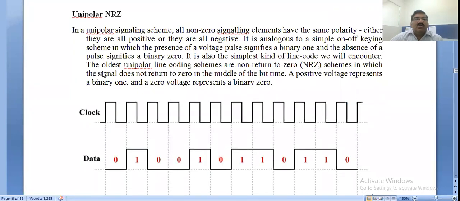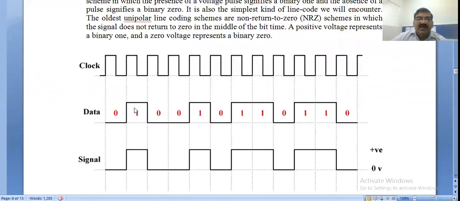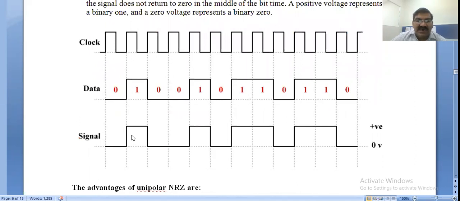So what is there in the unipolar NRZ? In the unipolar signal scheme, all non-zero signaling elements have the same polarity. Either they are all positive or they are all negative. So this is unipolar. Here non-return to 0 means this is your TTL data. Unipolar NRZ will not return to 0, so same as your data. So this is 0, again 1, 0, 0, 0. Same as our general representation. So that is called unipolar NRZ.